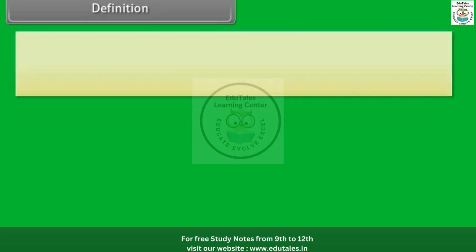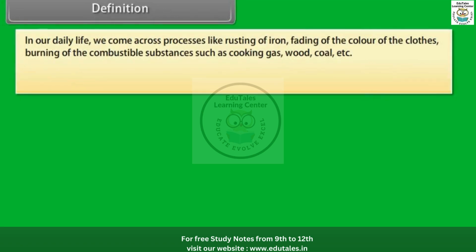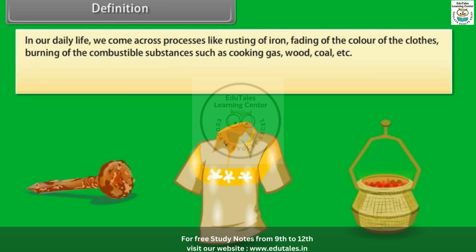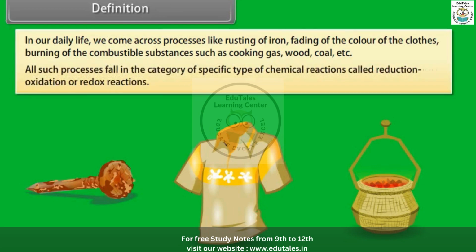Definition. In our daily life, we come across processes like rusting of iron, fading of the color of the clothes, burning of combustible substances such as cooking gas, wood, coal, etc. All such processes fall in the category of a specific type of chemical reactions called reduction oxidation or redox reactions.